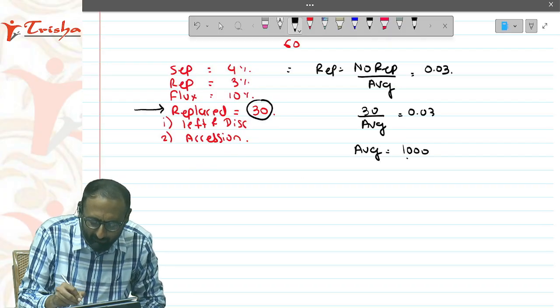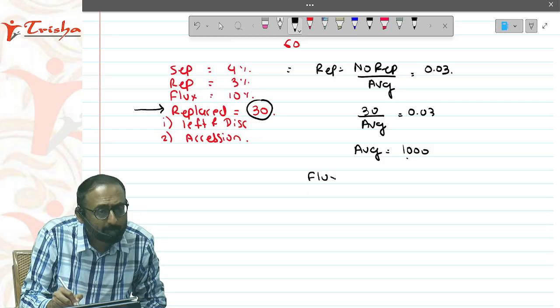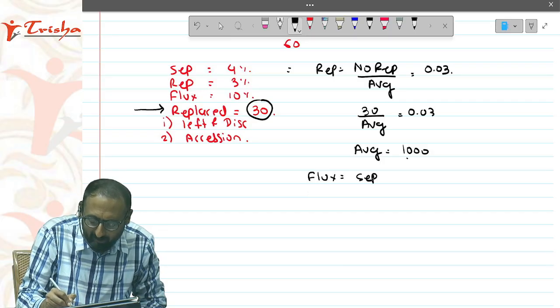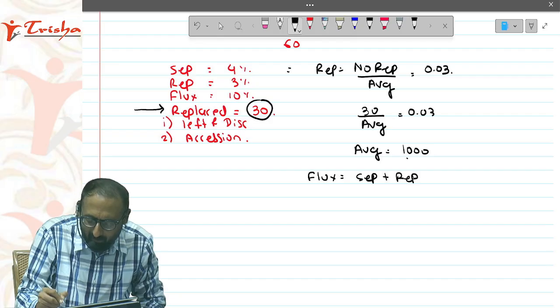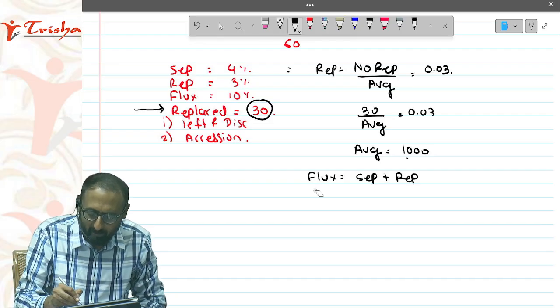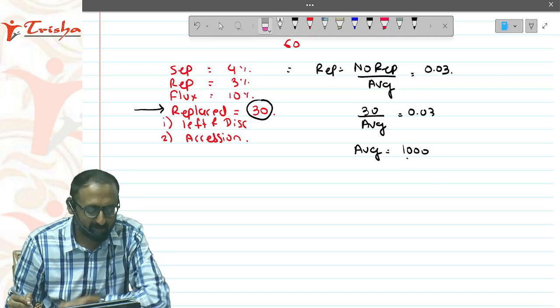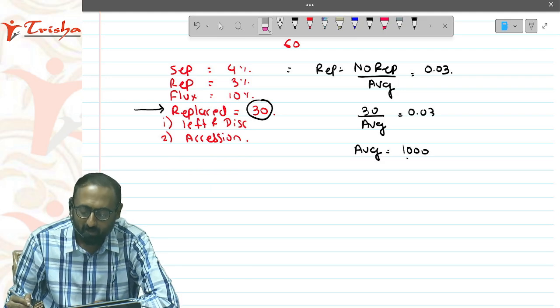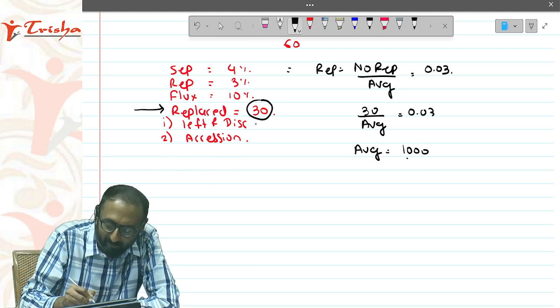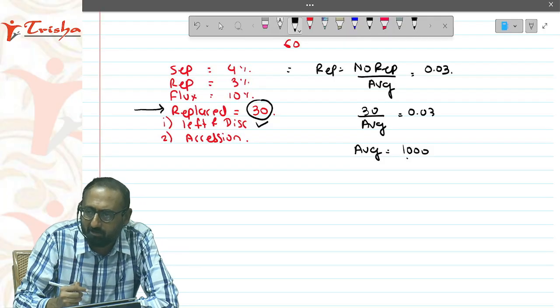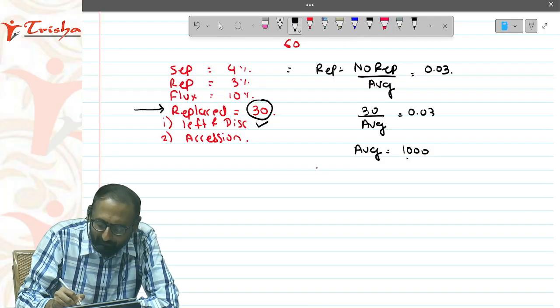Is it the flux method? Number of workers separated plus number of workers replaced. Okay. Now, how to calculate number of workers separated? Wait. Left and discharge is pending. How to calculate number of workers separated? That is the separation formula you will have to apply. So apply the separation formula for number of workers separated.